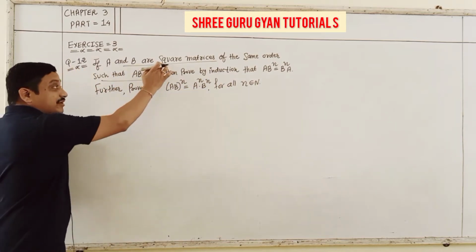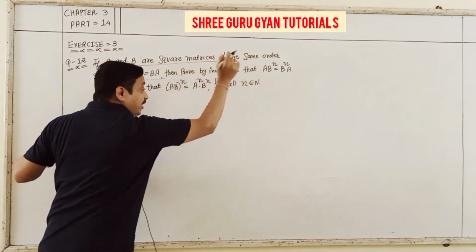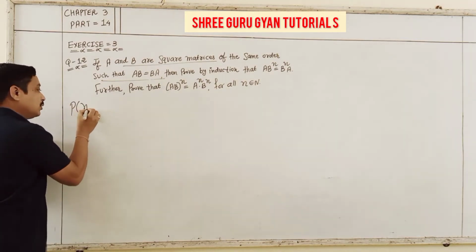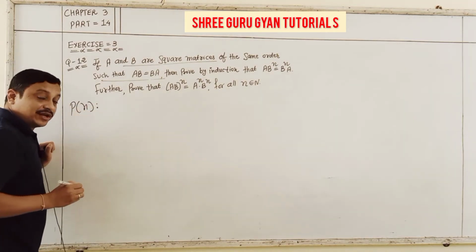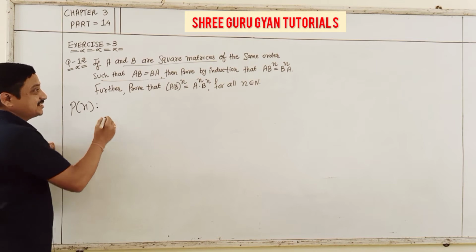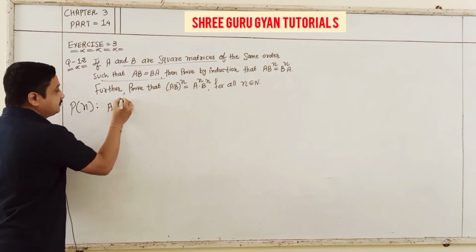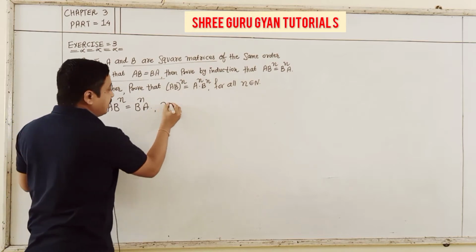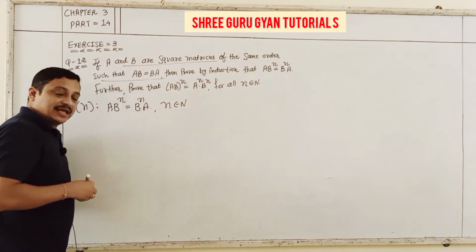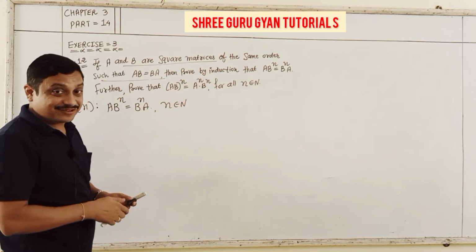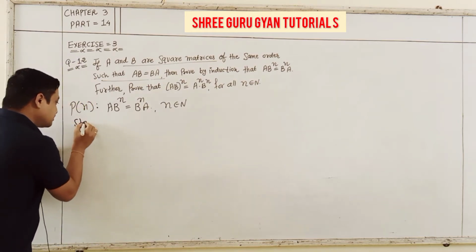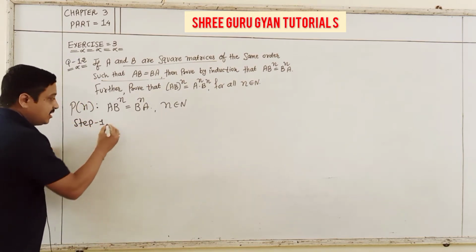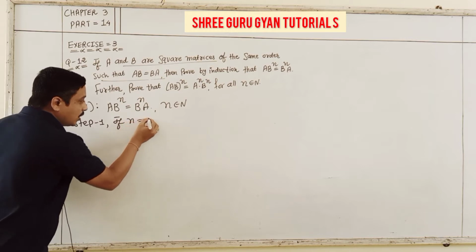These two are the given and those are the things to prove. So here I go to our question. P(n), by the principle of mathematical induction, is (AB)^n equals B^n A for n belongs to natural numbers. And in this part we start with step 1, if n is equal to 1.